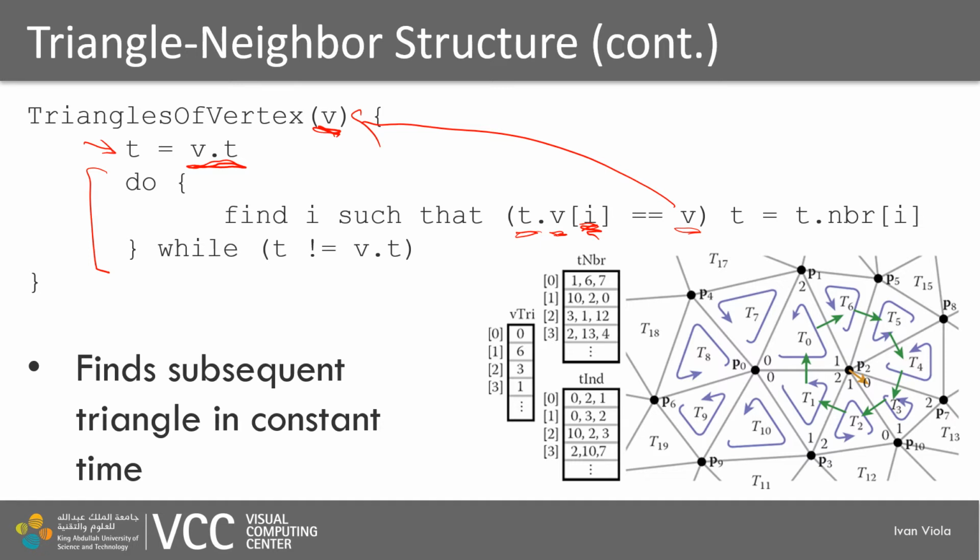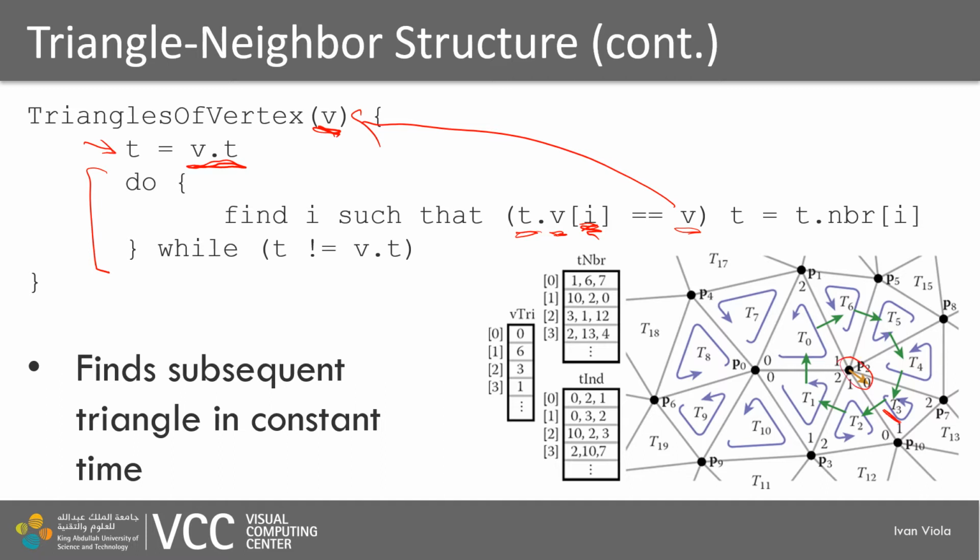And once we find that this is, for example, if let's say our vertex V is the vertex P2, then let's say we will find, I think the vertex P2 is referenced in the triangle 3, is referencing the triangle 3.